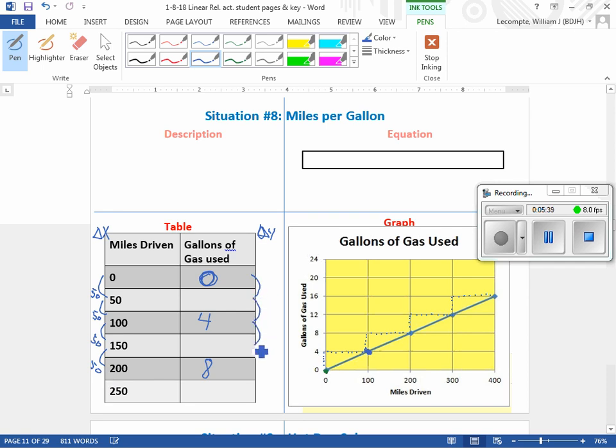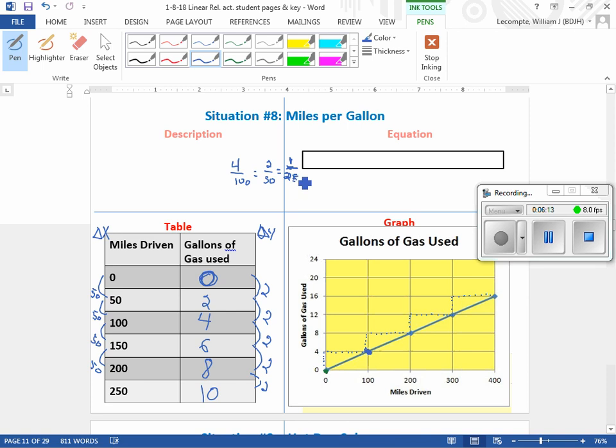But what is my change here? Well, my change is 4 over 100. It told me what it was. I went 4 up and over 100. Well, that is equal to 2 over 50, and that is equal to 1 over 25. So we're going 2, 4, 6, moving up 2 each time, all the way to 10. This is where I get my change of y, which is the 1 here, over the change of x, which is 1 over 25.